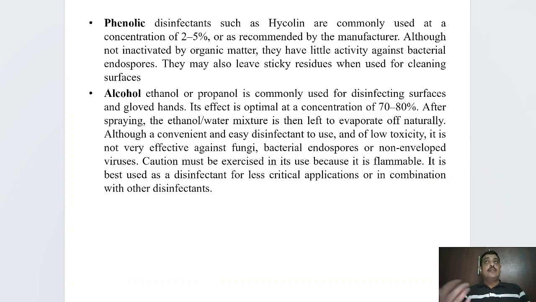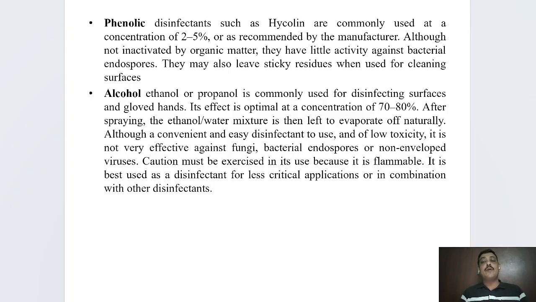And another chemical is phenol. Okay, so phenolic disinfectant, and a very popular, well-known company called Hycolin is already known to us. Most cell culture facilities will use this Hycolin. It's a kind of spray which can be sprayed onto the surface, and then we can clean it.